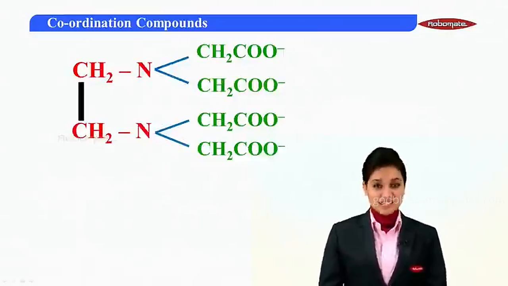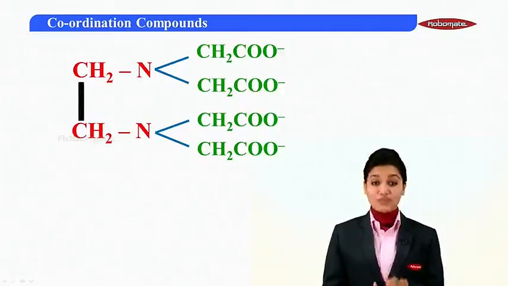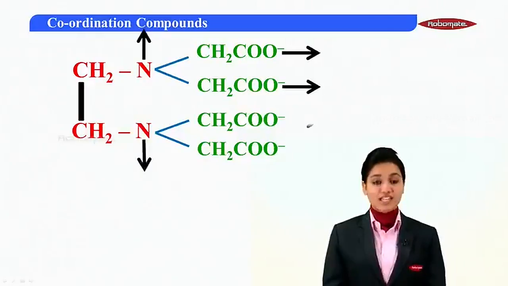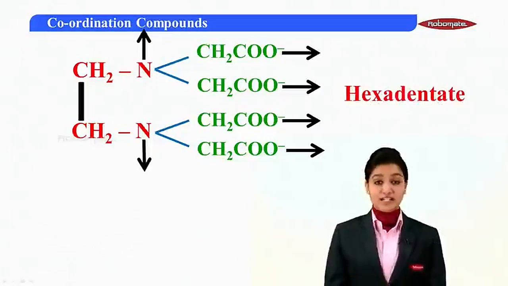Moving ahead, the next example. Let us try to find out the denticity by counting the number of donor groups. So in this case, you have 1 nitrogen, 2nd nitrogen, 1 oxygen, 2nd, 3rd and 4th. That means total donor groups here become 6, and therefore it is a hexadentate ligand.